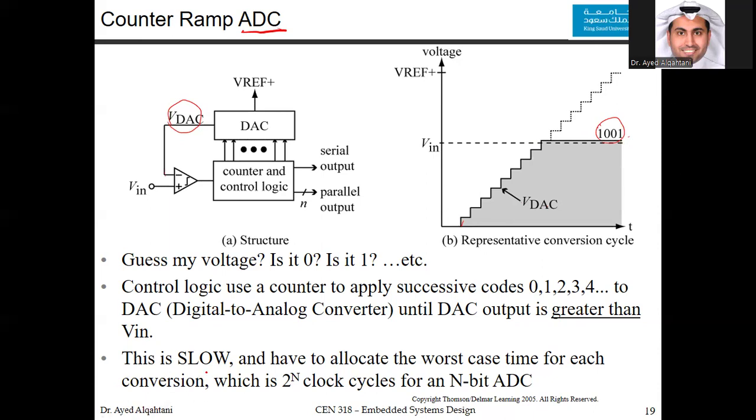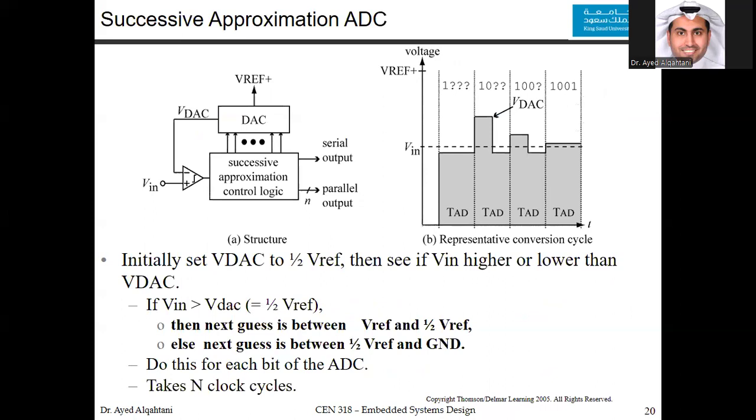We know that because it's linear, we have to allocate the worst case time for each conversion, which is 2 to the power of n clock cycles for an n-bit ADC. So if you have 4 bits, 2 to the power of 4 is 16, and the worst case is checking 16 times, as we've discussed in the linear search.